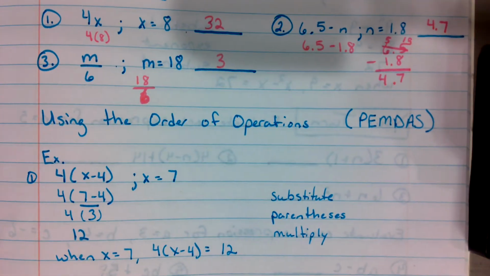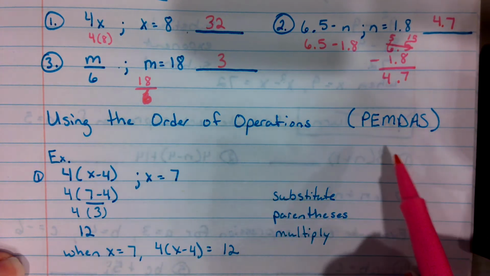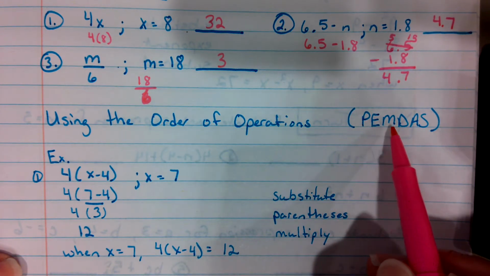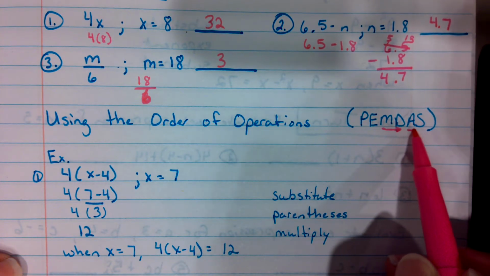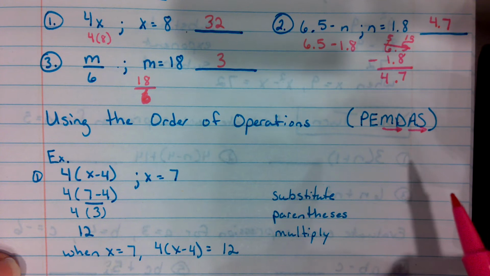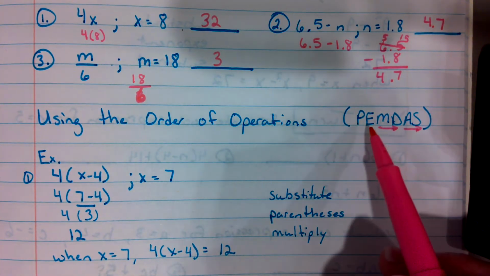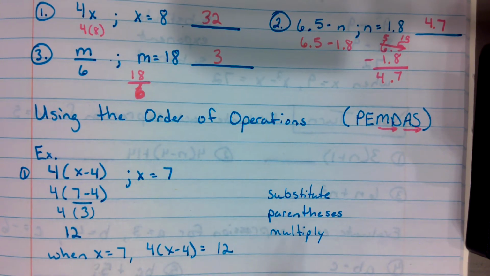Okay, now we're going to look at when we have a larger expression that we're going to have to use our order of operations. I've written PEMDAS here. Remember, it's parentheses, exponents, multiplication and division, which goes left to right, and then addition and subtraction, left to right. This is just telling me my order. That's the only thing this is used for. It's an acronym to help me remember what order to use for my order of operations.